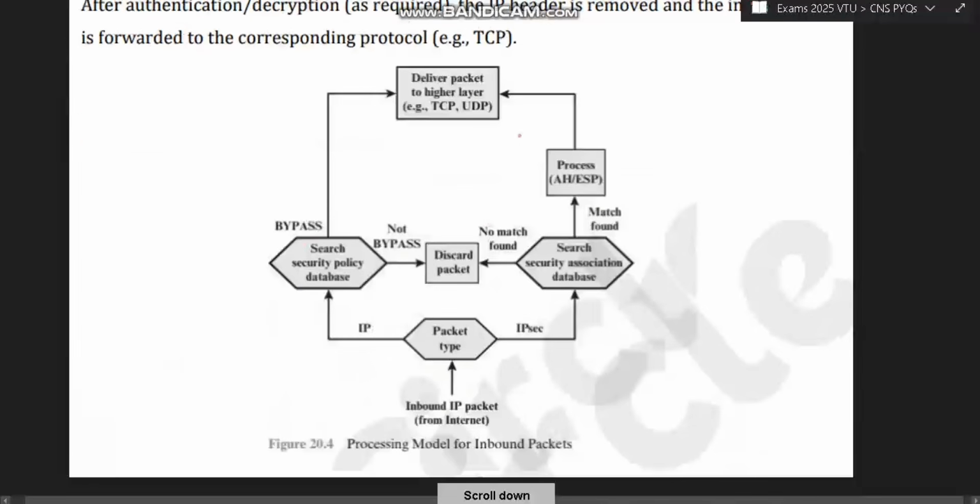So this works the same way. The inbound packet comes in from here. It is checked for the IP policy value. If it is bypass, it will be directly delivered to the higher layer. If not, it is discarded. It will also check whether any security association is to be applied. If a match is found, apply the association and send to the higher layer. If it is not found, discard it.